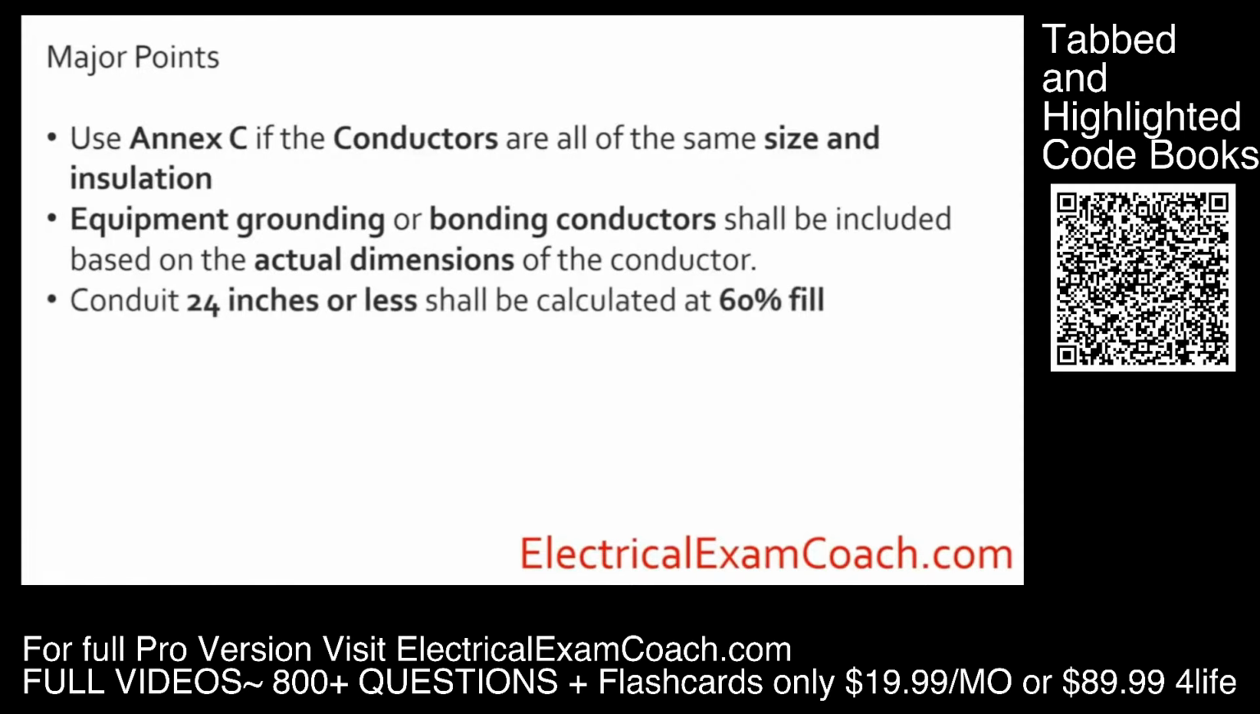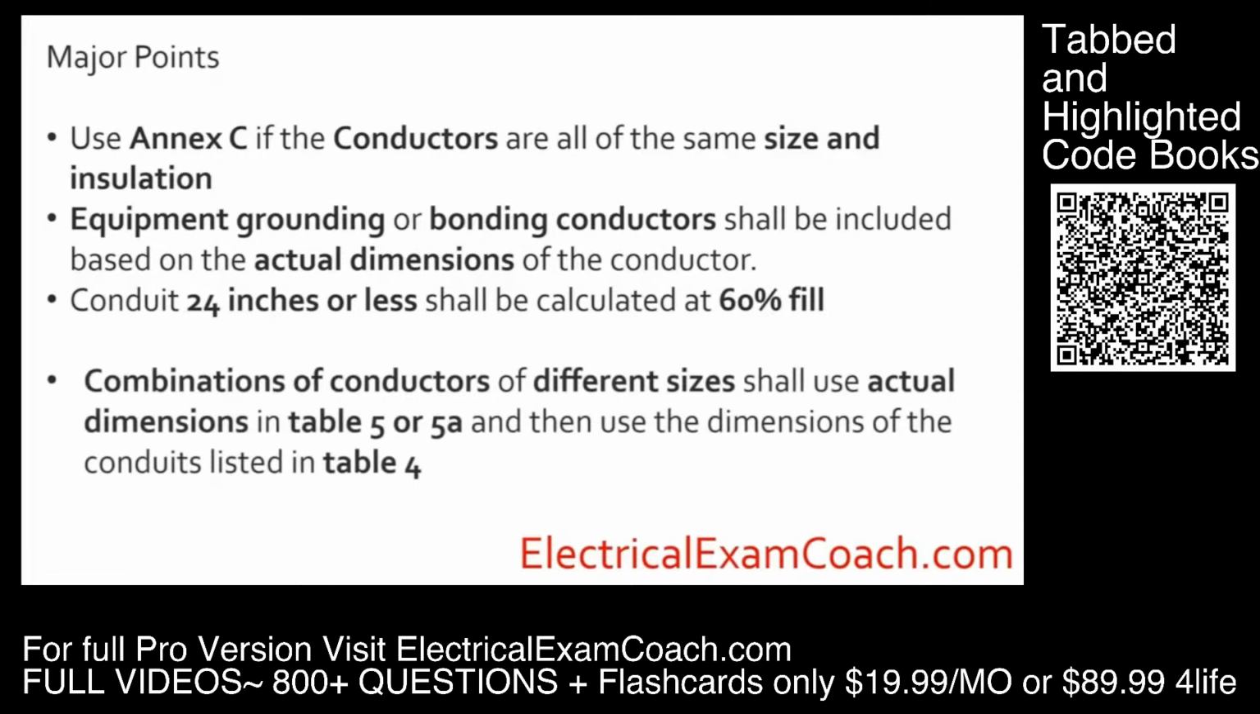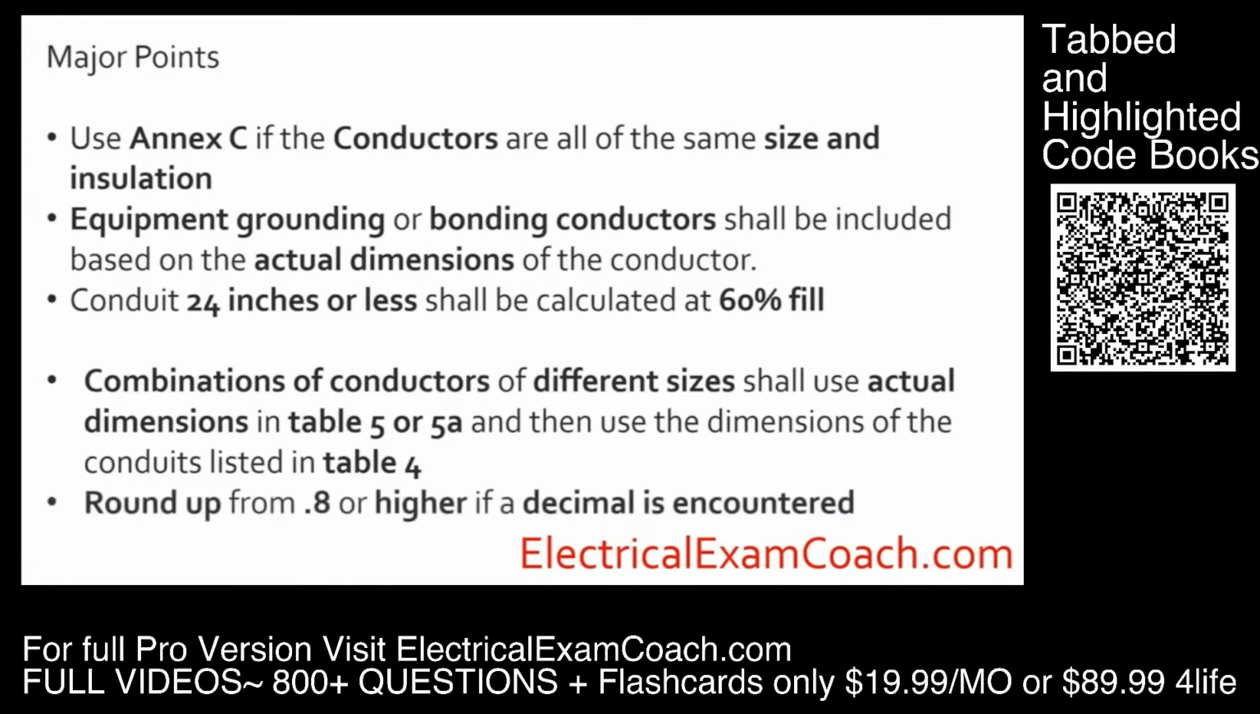Conduit 24 inches or less shall be calculated from the 60% fill column. A combination of conductors of different sizes shall use the actual dimensions from Table 5 or 5A if they're compact conductors, and then we're going to use the dimensions of the conduits listed in Chapter 9, Table 4. And it's a little bit different than when we're dealing with load calculations. We're actually going to round up when it's 0.8 or greater. And I have one of those examples in our questions coming up, so you'll be a pro by the end of this video. Let's get to it.